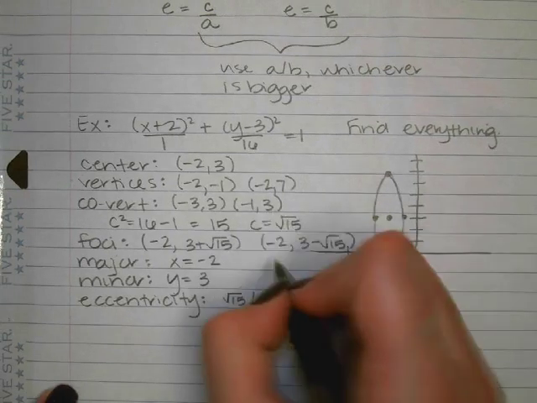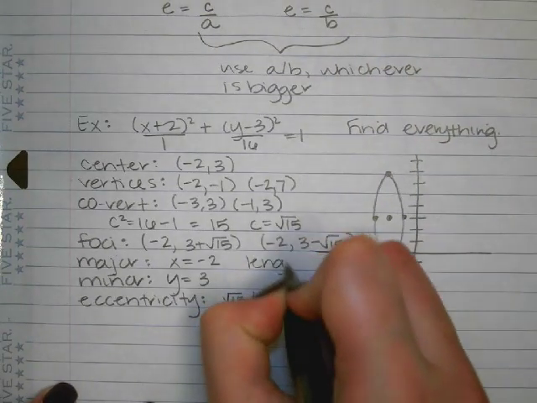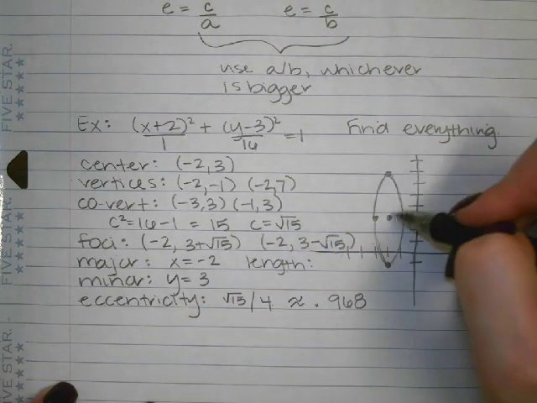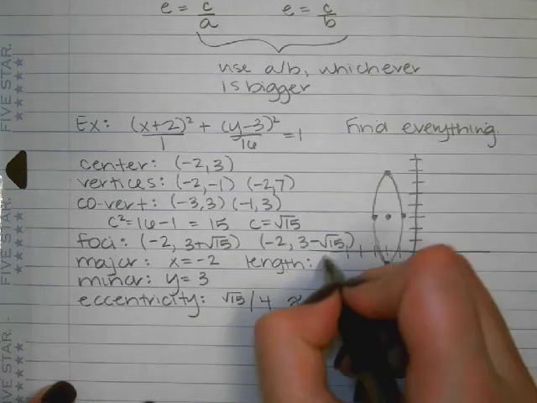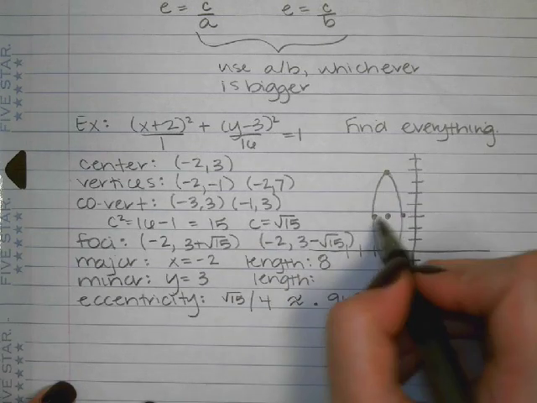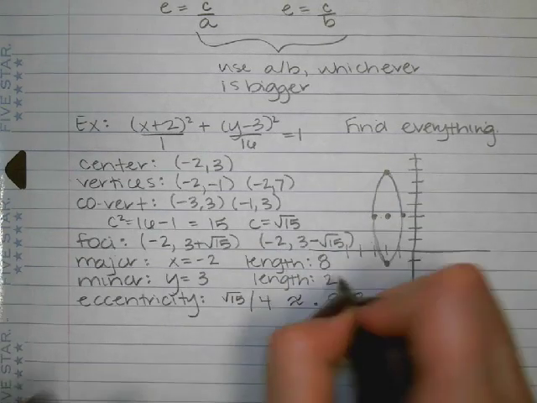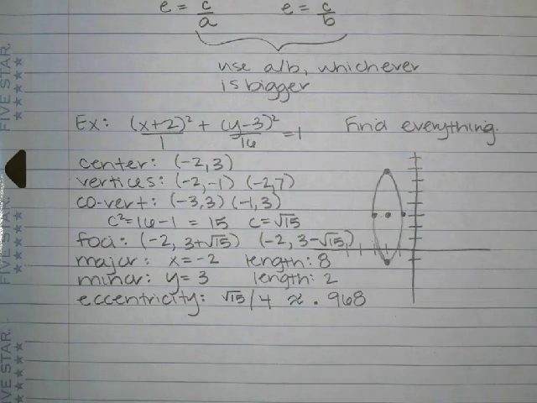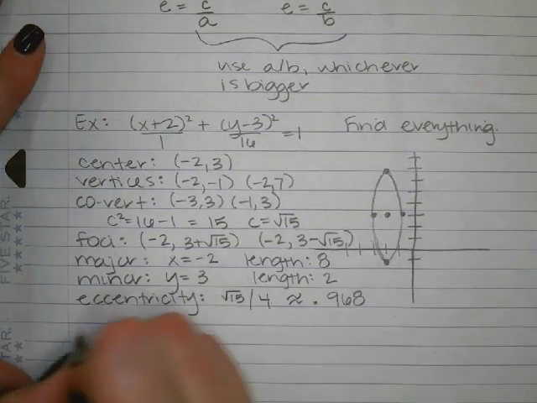Well, we can go ahead and do the length for each of these. So the length of the major axis, since we went up 4 and down 4, that length would be 8. The length of the minor axis, since we went left 1 and right 1, that would be a length of 2. Okay, here's our next example.